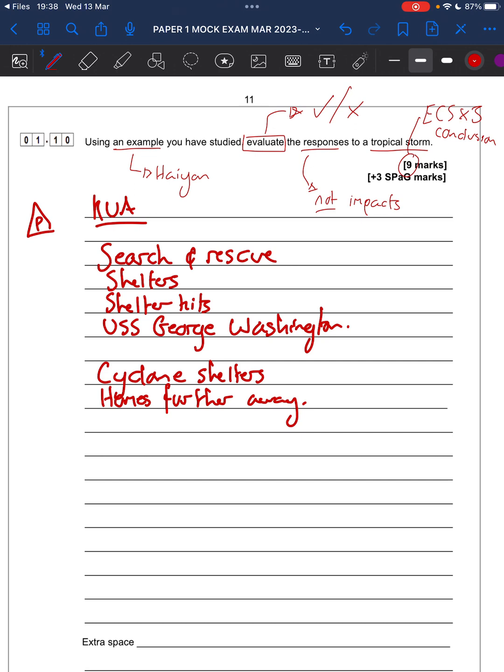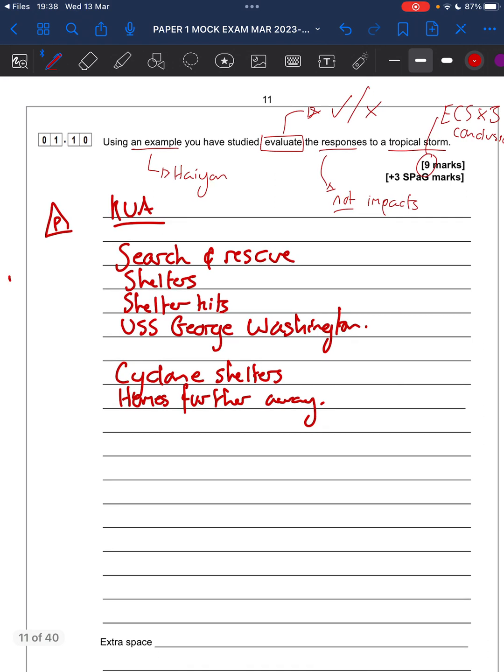But remember, you need that element of good or bad, okay? You could structure it if you want, so you could literally just at the side of your paper go, right, well, one good thing was this, one bad thing was this, one good thing was this, so my conclusion will be it was good overall, okay?